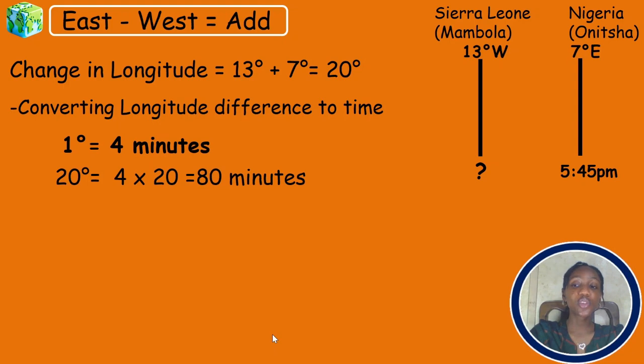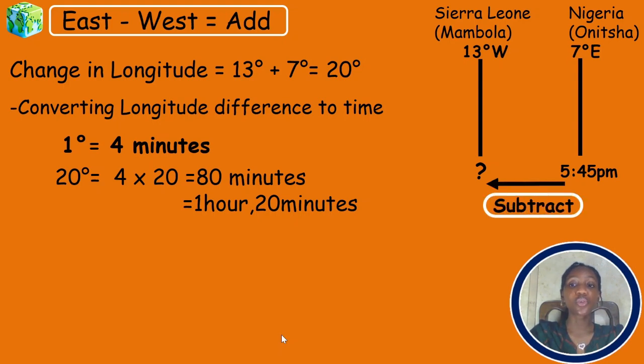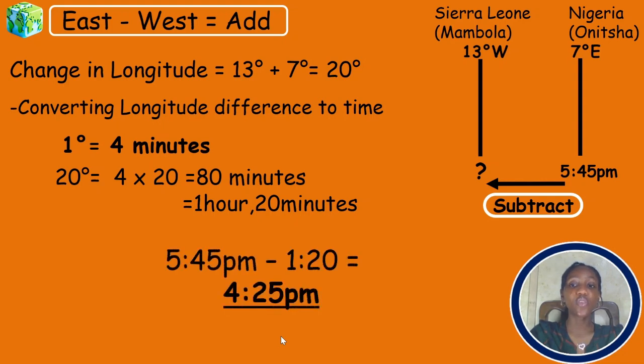If I had used 15 degrees equals 1 hour, we would get a fraction, and from there things would have gotten a bit more confusing. Remember that 1 hour is equal to 60 minutes, and so 80 minutes will be 1 hour with 20 minutes left over. But as you must know at this point, this is not a final answer. Drawing an arrow pointing to our unknown, we see that it points to the west, which means subtraction, since a person going west loses a whole day. So that means we are going to subtract our time difference, 1 hour 20 minutes, from the time that we already know, which will give us our final answer as 4:25 p.m.